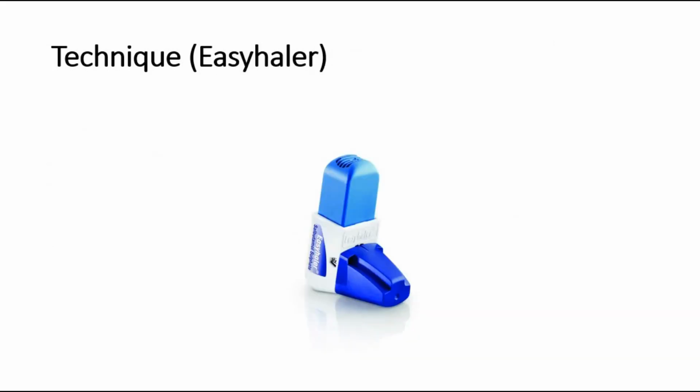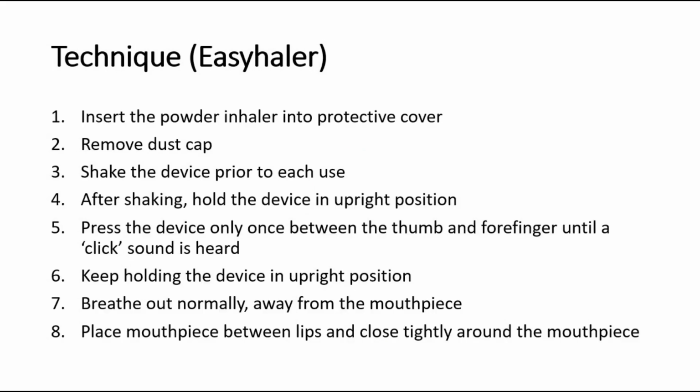Next, I'll talk on another type of bronchodilator, which is using the Easyhaler. This is a picture showing the Easyhaler, which is another type of inhaler. So the technique: first, insert the powder inhaler into the protective cover. Then remove the dust cap. Shake the device before using, and then hold it in an upright position.